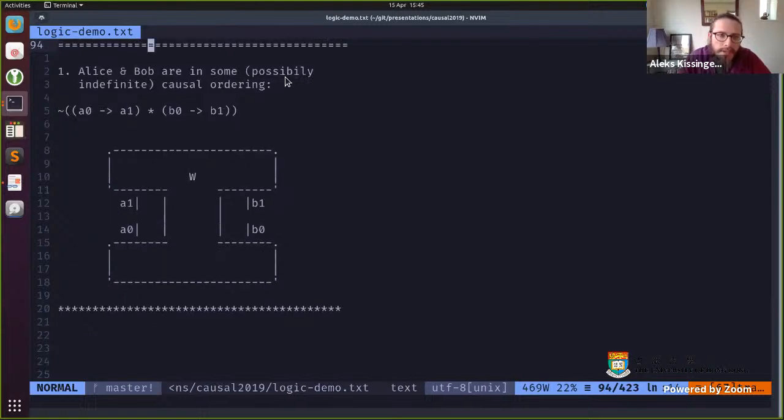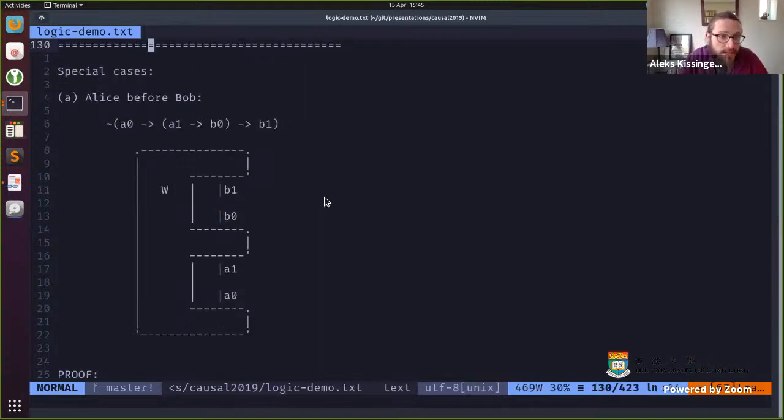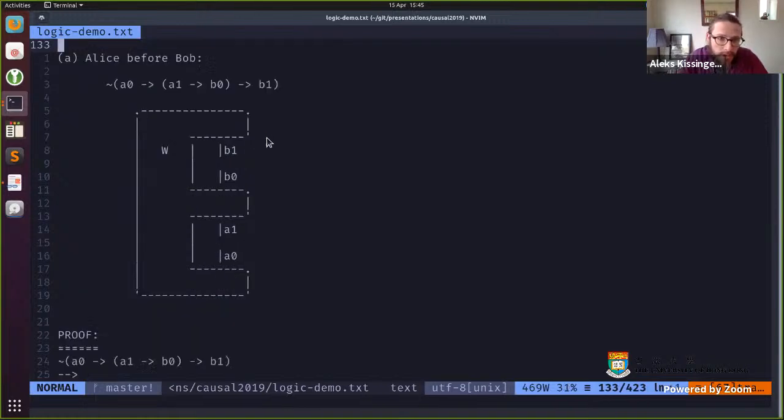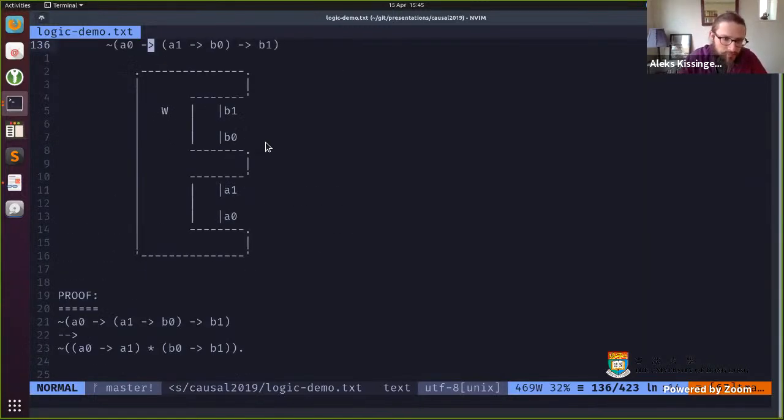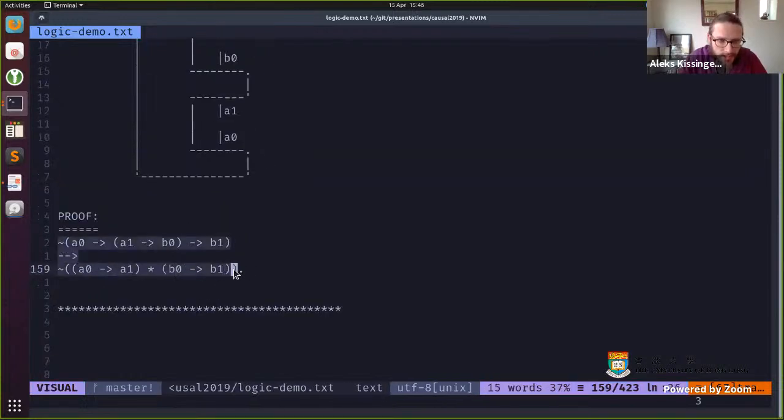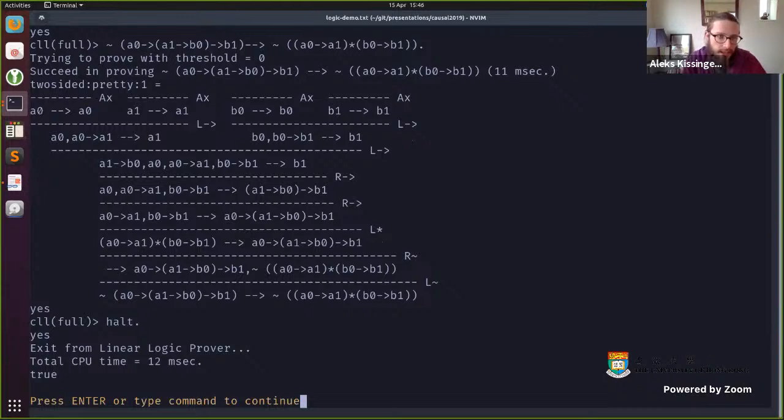Now suppose Alice and Bob are in some possibly indefinite causal ordering. So here's Alice and Bob, and they have some causal ordering. There are some special cases, like Alice before Bob. One thing you could ask is whether it's possible to prove that Alice before Bob is indeed a special case of being in a general causal ordering. As a logical formula, that looks like this. Now let's see if we can prove that. And yes, we can. Even in 1997, there's a tool which I can just type this formula into, and I get one of these proof trees. So this is a totally formal proof that Alice before Bob is a special case of any causal order.